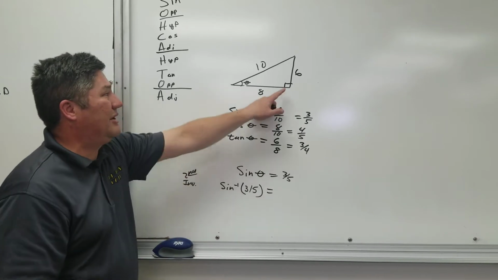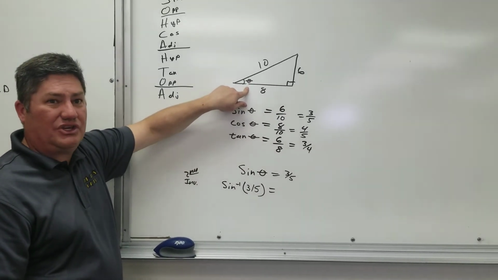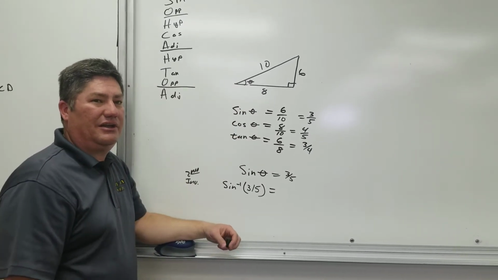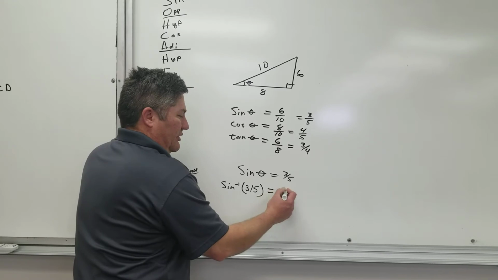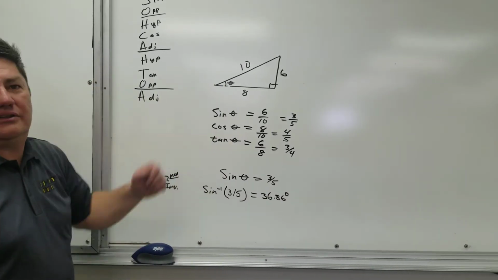So think about this being 90. This one's got to be somewhere between 20 and 40-ish, maybe a little more, but generally there. What did you get? 36.86. So 36.86 degrees is what that angle is.